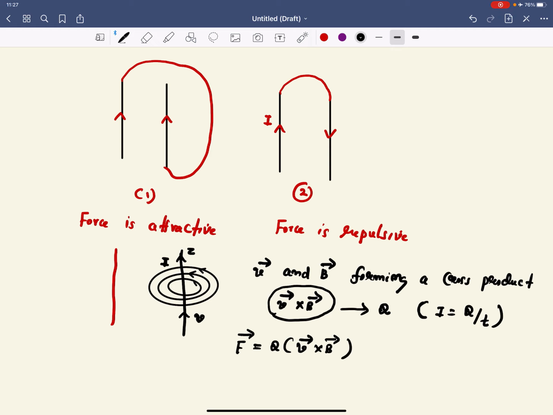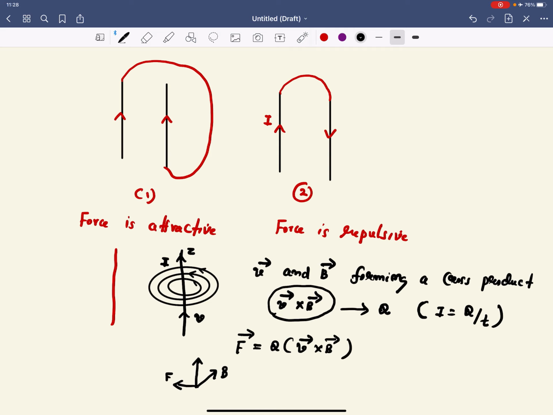Okay, so we can also now try to find the direction of the force. From the right hand rule convention, if I simply draw the directions, the B is along this direction, the tangent, therefore the cross product will be along this direction, which is the direction of the force.